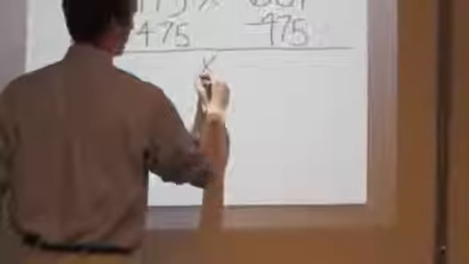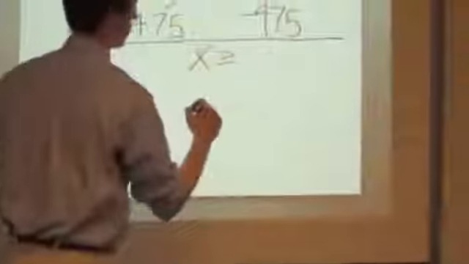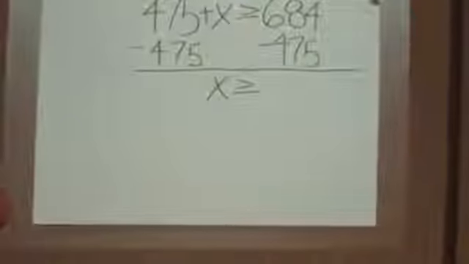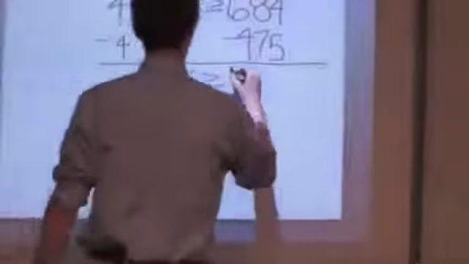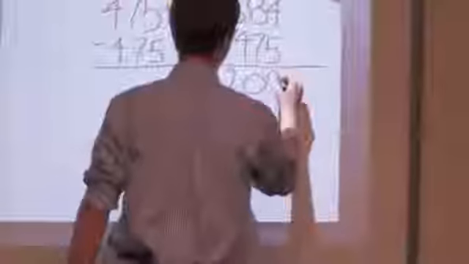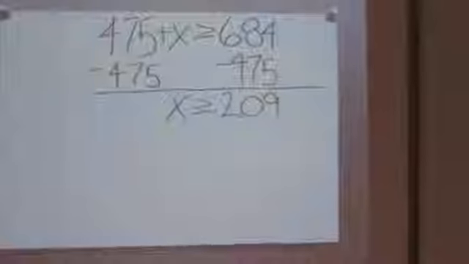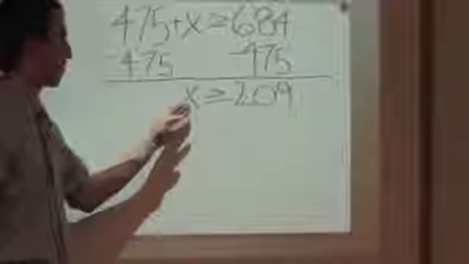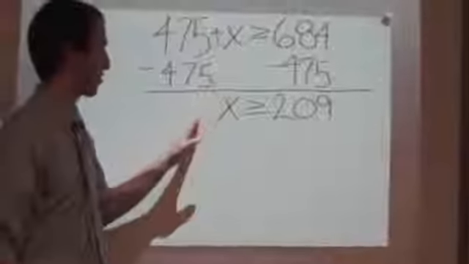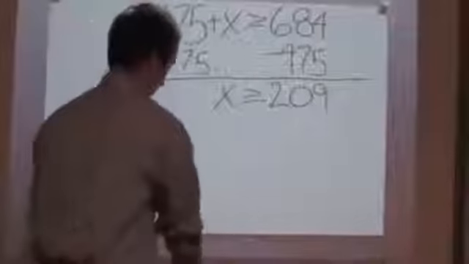Draw our line. So we keep our X, and we have X is greater than or equal to 209. Alright, so we have X is greater than or equal to 209. So that's our answer right there. We have our X isolated, we don't have anything else on this side, so this is going to be our final answer.